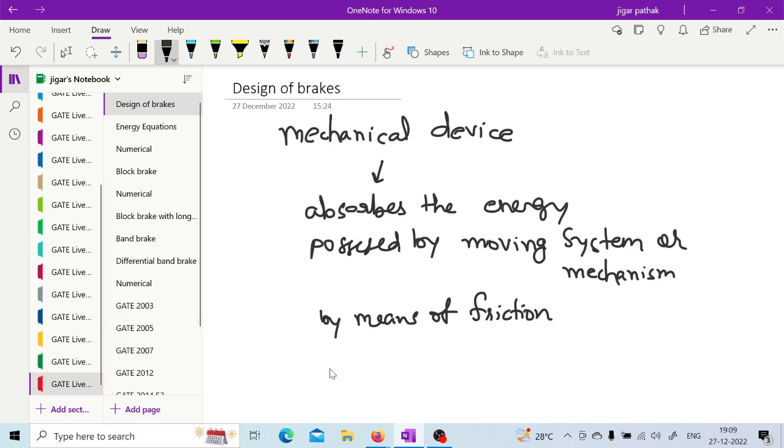Generally three main types of brakes are in use: mechanical, hydraulic and electric. But we will focus on mechanical brakes.